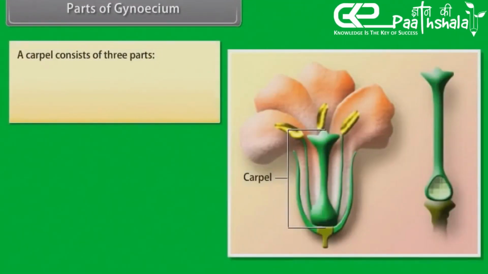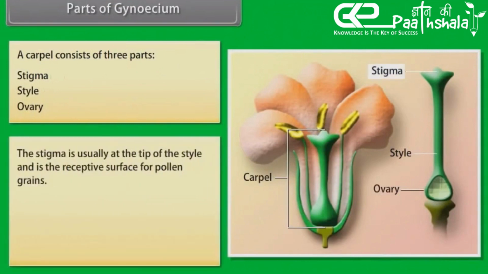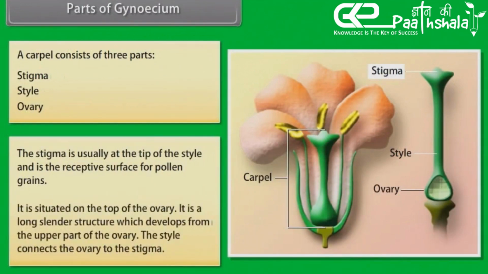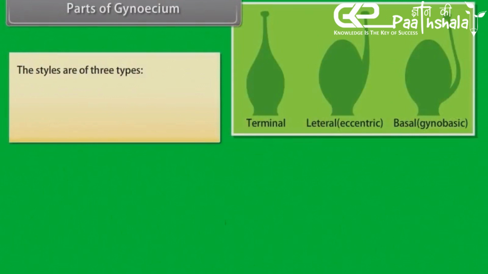Parts of gynoecium. A carpel consists of three parts: stigma, style, ovary. The stigma is usually at the tip of the style and is the receptive surface for pollen grains. The style is a long, slender structure which develops from the upper part of the ovary and connects the ovary to the stigma. The styles are of three types: terminal or apical, lateral, gynobasic.